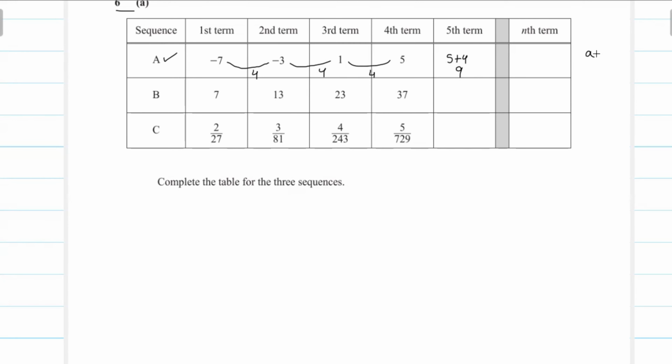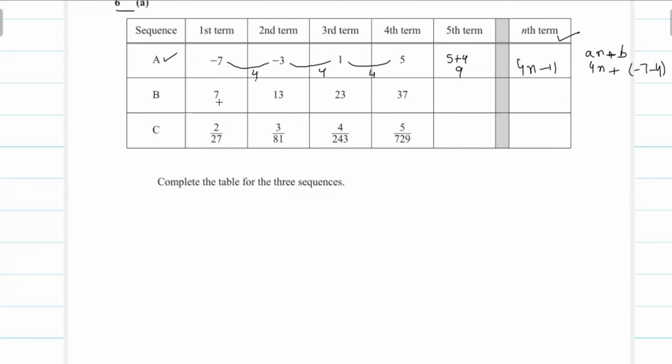Linear sequence is equal to an plus p. The a is the difference between these two terms. Here you can say the term rule value. The term rule value is 4. We write 4n plus b. B is the difference between the first term and the term rule value. The difference between -7 and -4 is equal to 4n minus 11. This is the nth term.